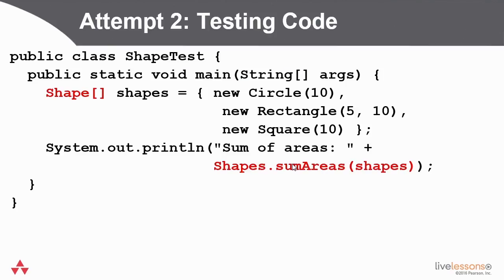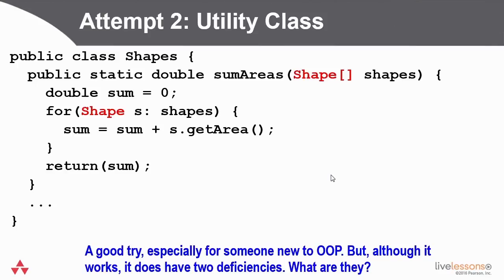I will make a shape array, but the things that I will put in it are more specific types. I will pass it to my static method, SumArea. I will declare SumArea to take an array of shapes. And now it's perfectly legal to loop down it and call getArea, because Java knows ahead of time that all shapes have a method called getArea.